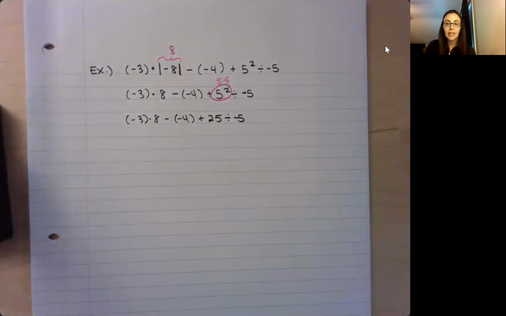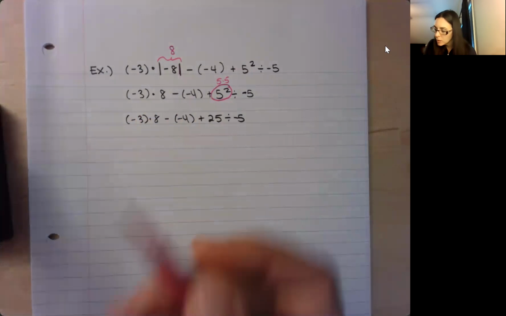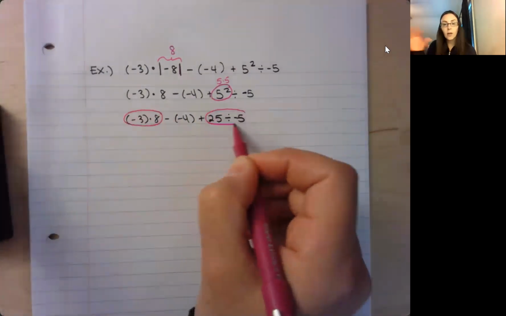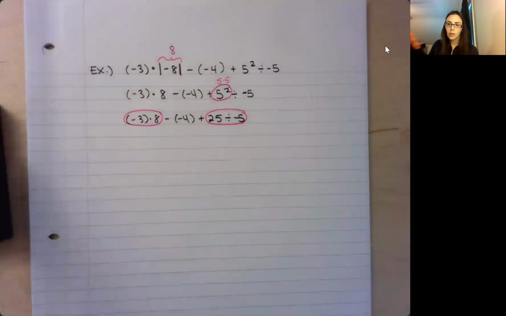And my exponents are done now. I'm going to move on to multiplying and dividing. I'm going to do this from left to right. So I do see some multiplication here, and then I also see some division here. And they're not touching each other, so I can just go right in order, left to right. I'm going to do this both in the same step.